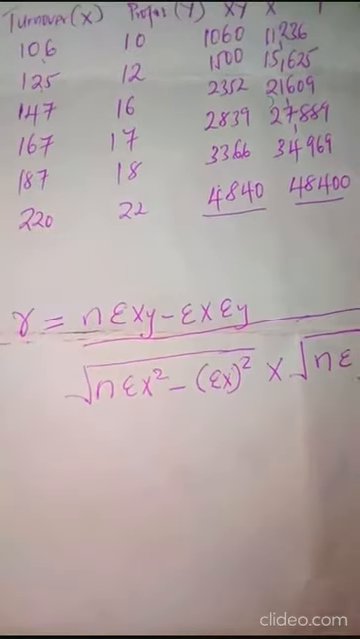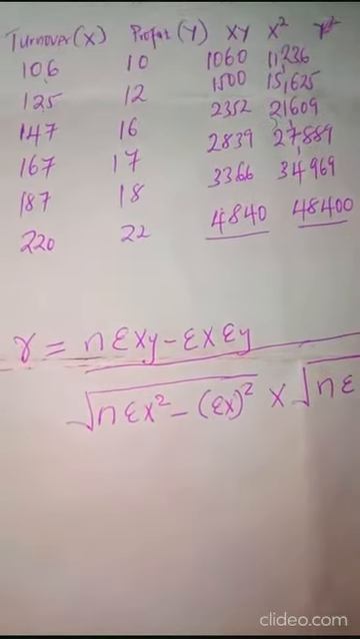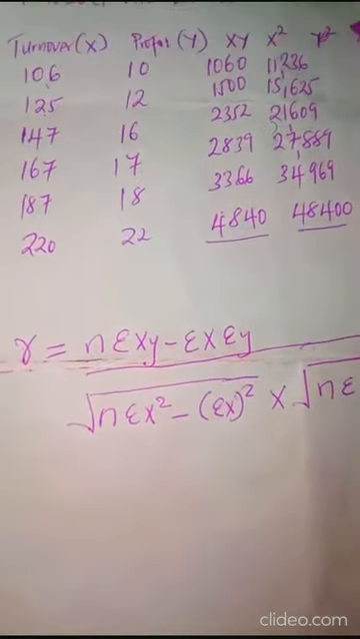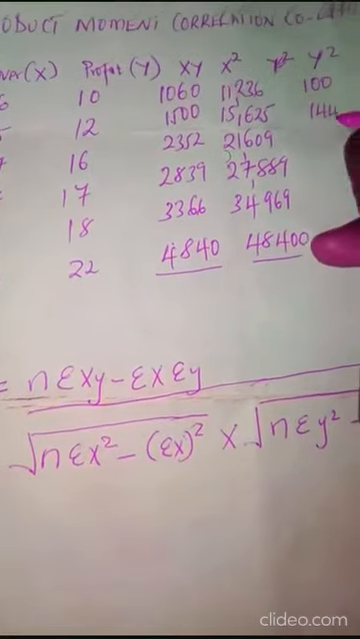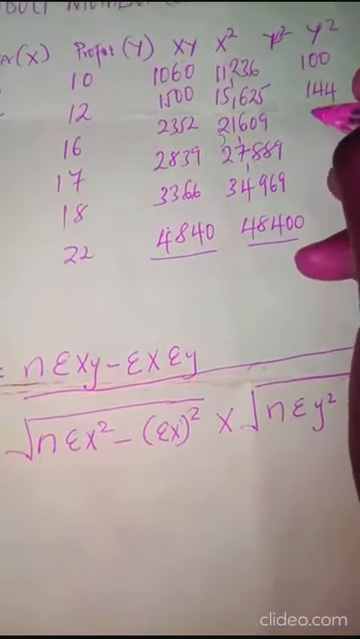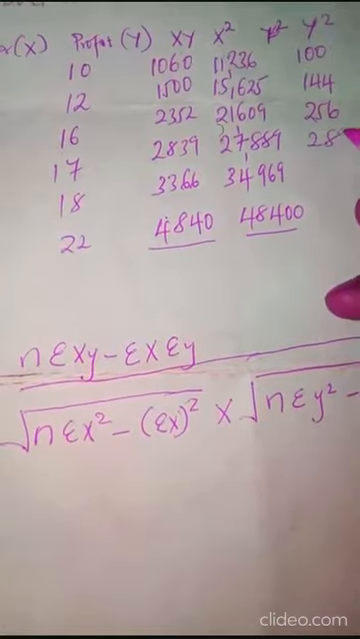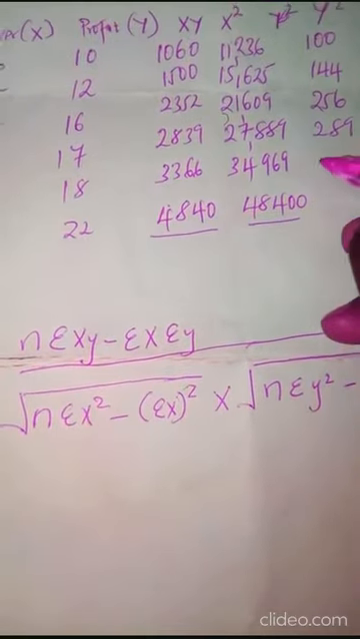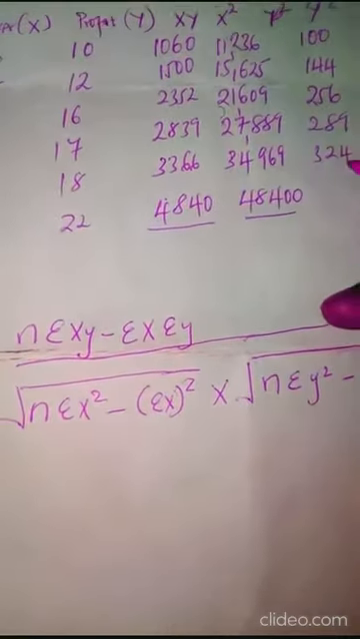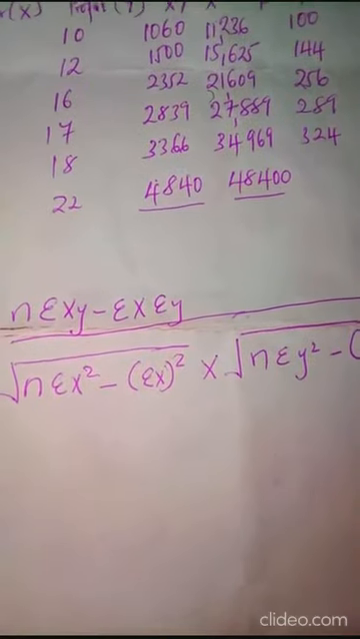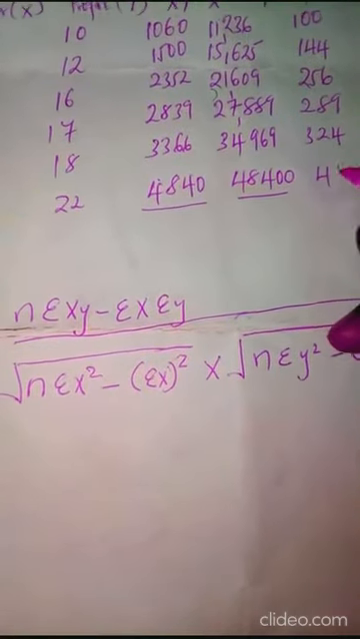Then finally we have the values of y squared column. So you square the values of y, where you have 10 squared, which is 100. Then we have 12 squared, which is 144. 16 squared, which is 256. Then we have 17 squared, which is 289. Then we have 18 squared, which is 324. And finally 22 squared, which is 484.